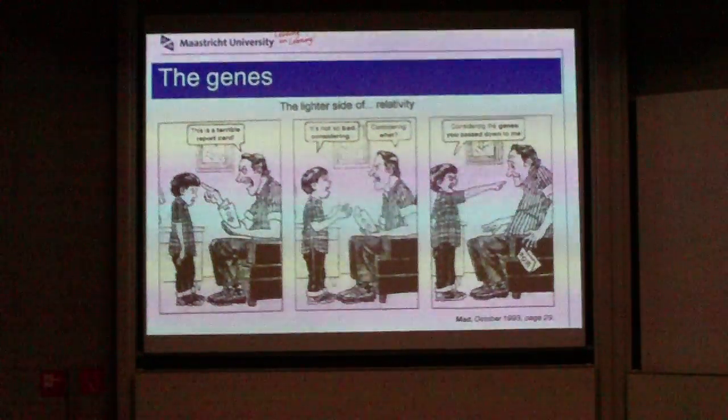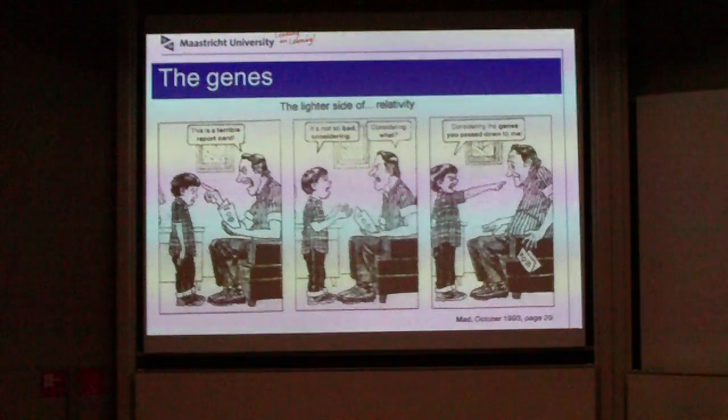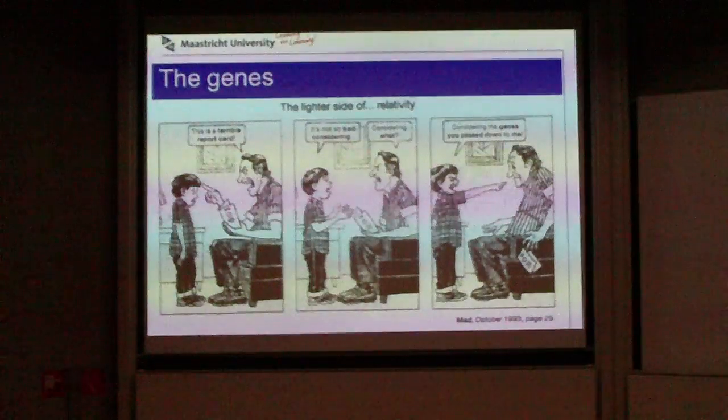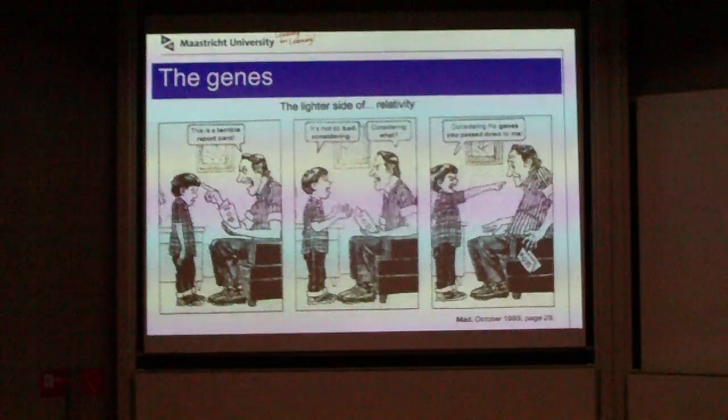And well, the lighter side of relativity is this guy that says, and here's from his father, this is a terrible report. And then he says, well, it's not so bad considering the genes that you passed on to me. So it's sort of an excuse. Well, you gave me these genes, I can't help it that I don't perform any better. Well, it's the same with diseases. So if you get your genes from your parents, maybe there's nothing you can do about a certain susceptibility or a certain predisposition.